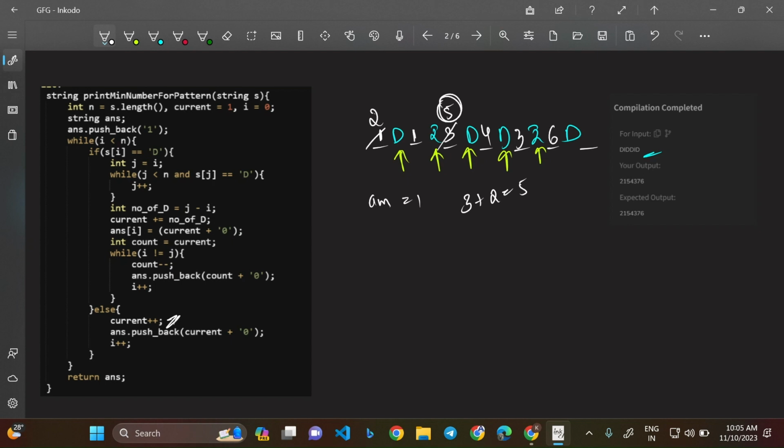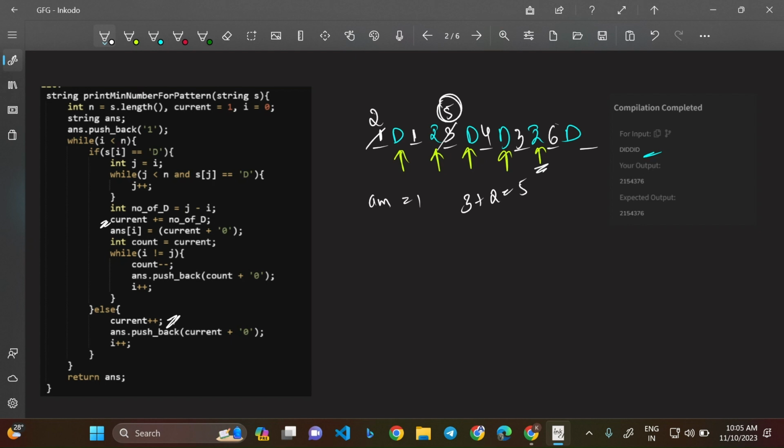So current would always be the maximum that you have found till that point, the maximum digit. So just add 1 to it and push back that particular thing. All right, so that's what we are doing in this particular case. Now once we find an I, we'll be adding 1 to the maximum number that we have found, and we'll be putting that at this particular point.